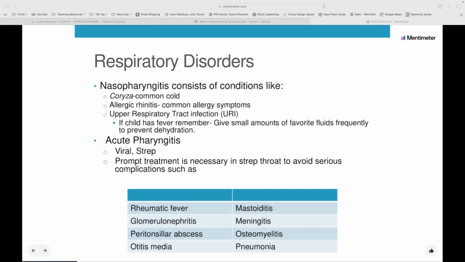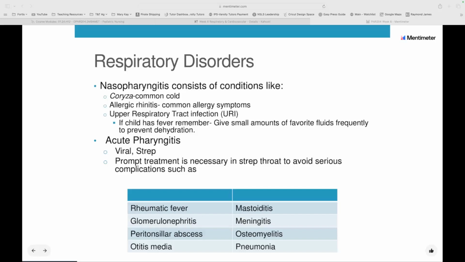For our respiratory disorders, we have a couple different ones. Nasopharyngitis is the big umbrella term for things like colds, allergic rhinitis, which is your common allergies, and then upper respiratory infections. So we need to remember that coryza is our common cold, allergic rhinitis is our normal allergies.